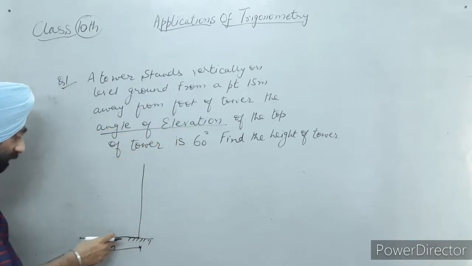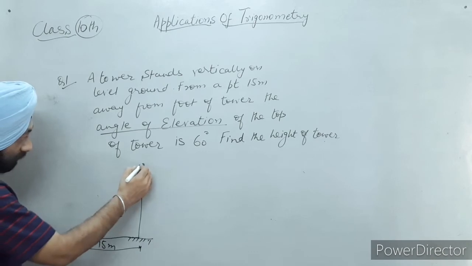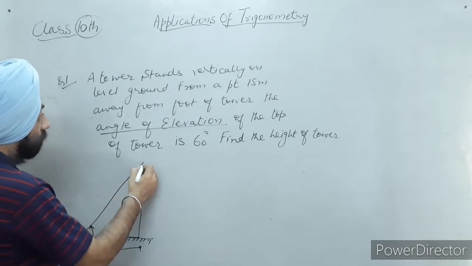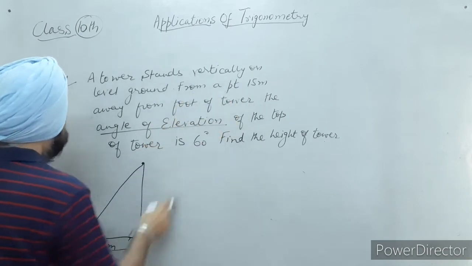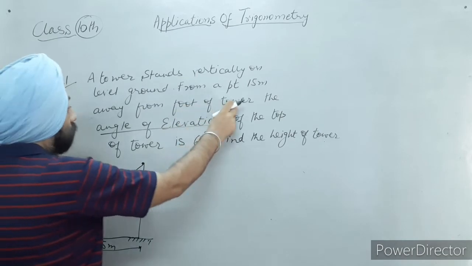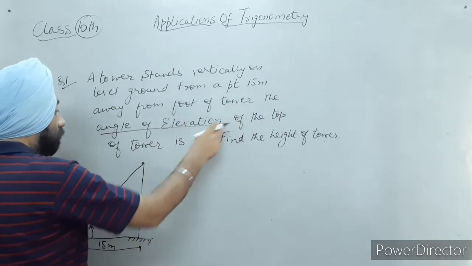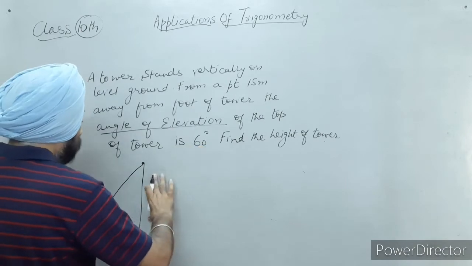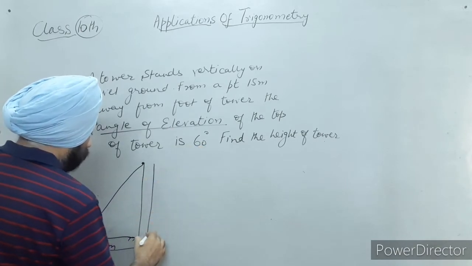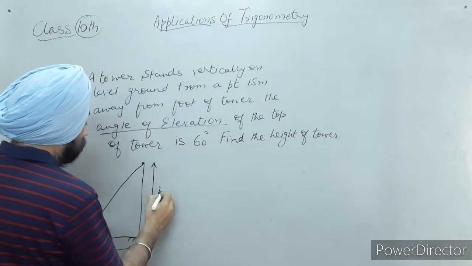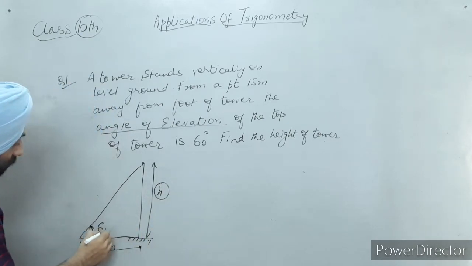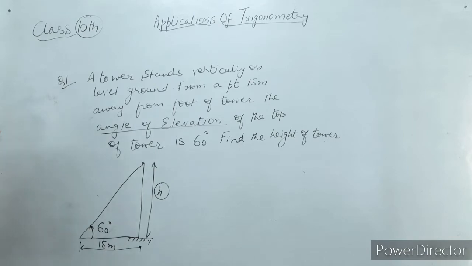Now this is the line of sight. From a point 15 meters away from the foot of the tower, the angle of elevation of the top of the tower is 60 degrees. Find the height of the tower. I need this height. Let this height be h meters. This angle of elevation is given as 60 degrees.